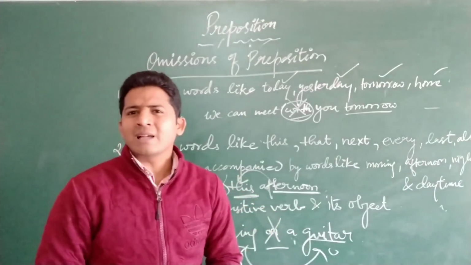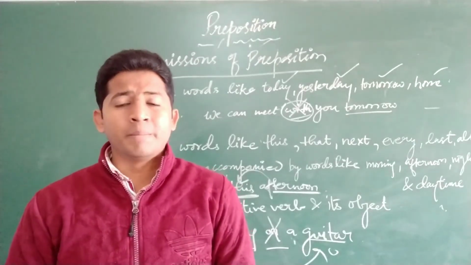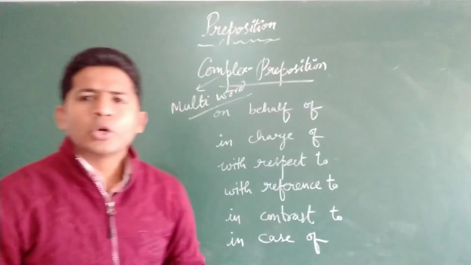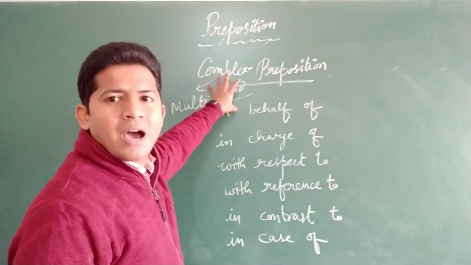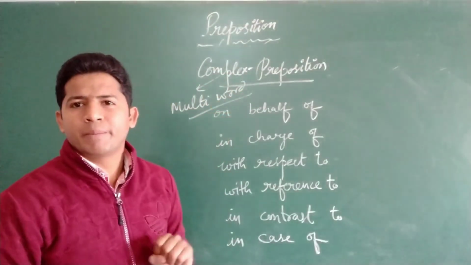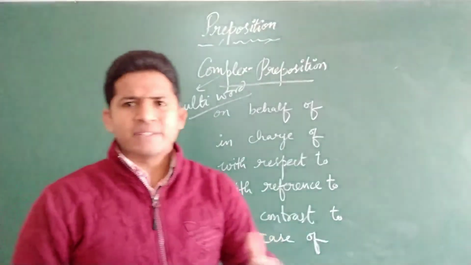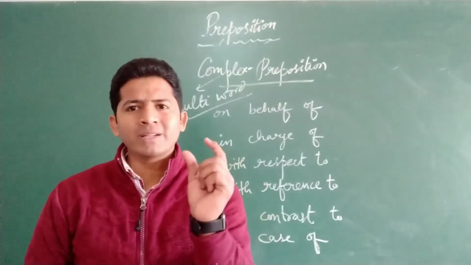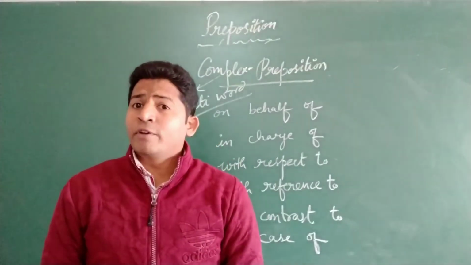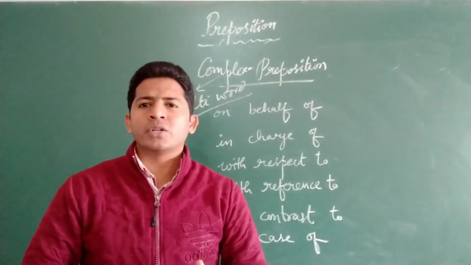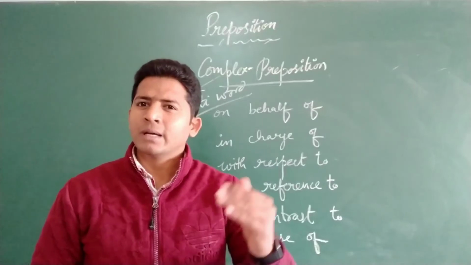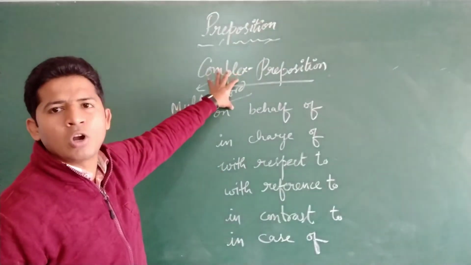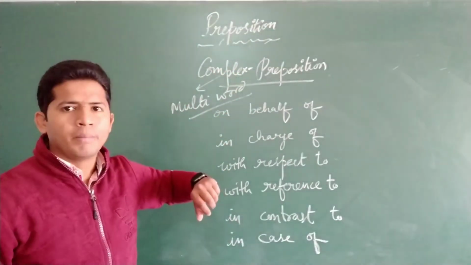Okay? Now there is a last topic left in preposition, which is complex preposition. Let's study what a complex preposition is. Complex prepositions are also known as multi-word prepositions. Why? We have studied that a preposition is a word which shows a relationship. So far, whatever prepositions we have studied were all made up of a single word. Now, if you find multiple words doing the job of a preposition, that is, showing relationship, such prepositions are called complex or multi-word prepositions.